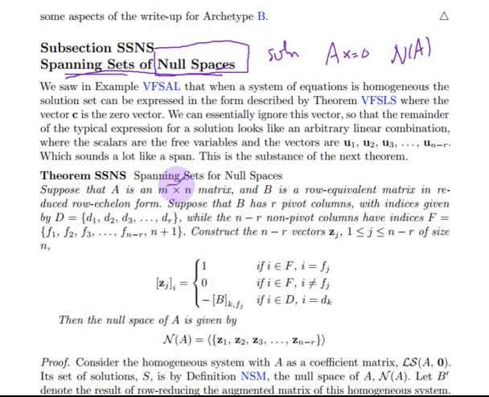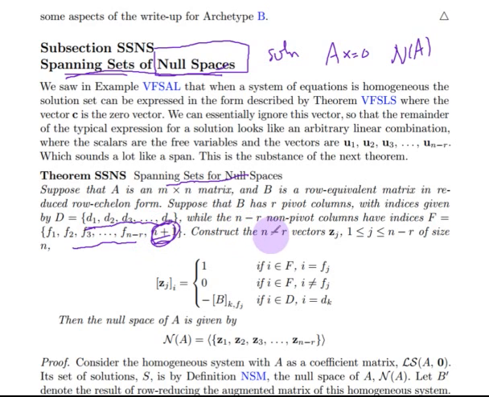The first theorem is here. Suppose that A is an n by n matrix, B is row equivalent in reduced row echelon form. Suppose B has r pivot columns where the indices are given by this. Now this should look familiar. We've had the same type of structure in previous theorems, that we divide the columns into pivot columns and non-pivot columns. Pivot columns have indices D, non-pivot columns have indices F. We know that if we want a consistent system, then the last one must be a non-pivot column.